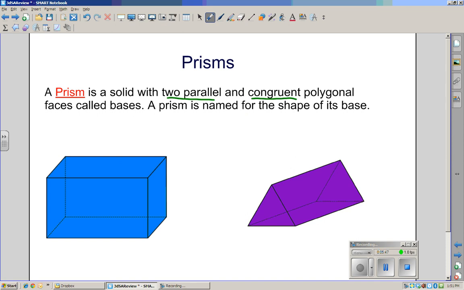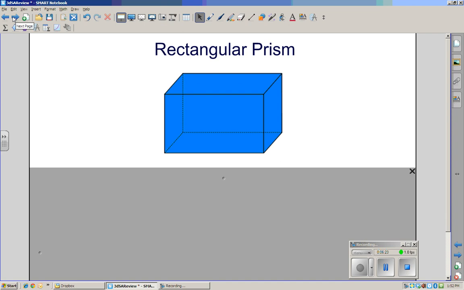So if I start with this one, I have all rectangles. You'll see my base and my fronts are rectangles. So this is a rectangular prism. My other shape that we will need to know for the test as well has bases that are triangles, and everything but my rectangles in this shape are triangles. So this is called a triangular prism. My first shape that we are going to find the area of is the rectangular prism.